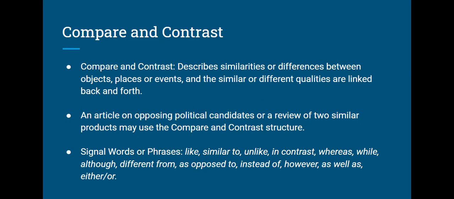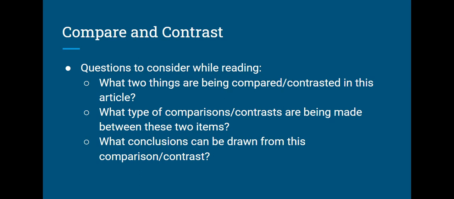Also, an article that compares two similar products might have this same structure, right? If you're looking at iPhone versus Android, an article that compares those two, or Xbox versus PlayStation, or whatever it is, there's going to be a lot of compare-contrast structures being used in that article, and then some signal words or phrases like similar to, unlike, in contrast, as opposed to, as well as, and so on and so forth. Pretty straightforward signal words.